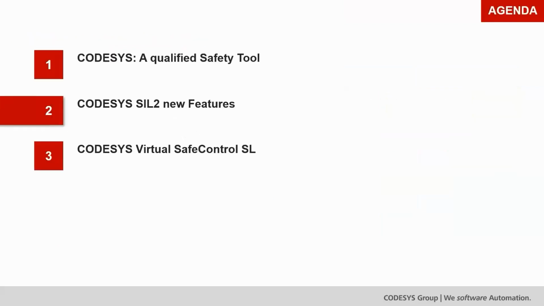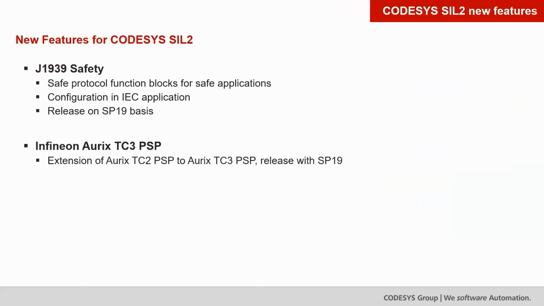Let's come to the next topic, the new features for SIL 2. The first one is the J1939 safety protocol. We have implemented it for SIL 2. We have realized it as function blocks. Configuration happens in ISE, and the release will be on SP19 SIL 2, the SIL 2 release.